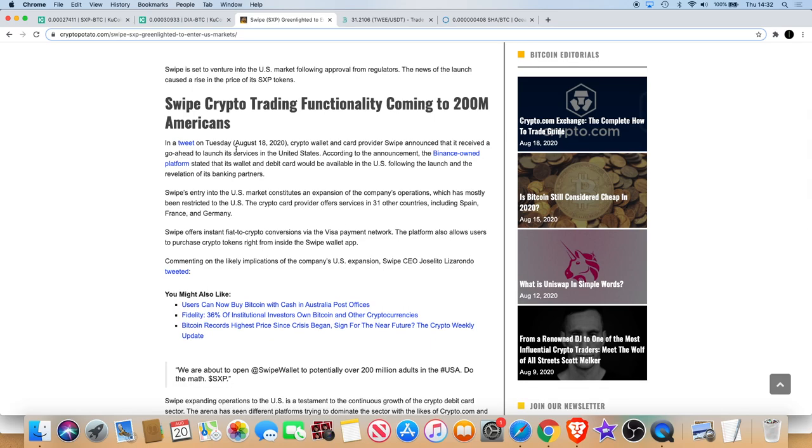Let's carry on reading. So in a tweet on Tuesday, August 18th, 2020, crypto wallet and card provider Swipe announced they received a go-ahead to launch its services in the United States. According to the announcement, the Binance-owned platform stated that its wallet and debit card will be available in the US following the launch and the revelation of its banking partners. Swipe's entry into the US market constitutes an expansion of the company's operations, which has mostly been restricted to the US. The crypto card provider offers services in 31 other countries, including Spain, France, and Germany. Swipe offers instant fiat-to-crypto conversion via the Visa payment network. The platform also allows users to purchase crypto tokens right from inside the Swipe wallet app.